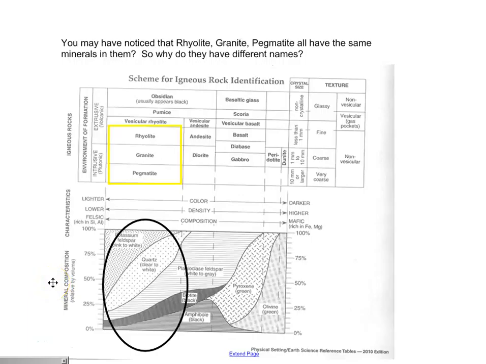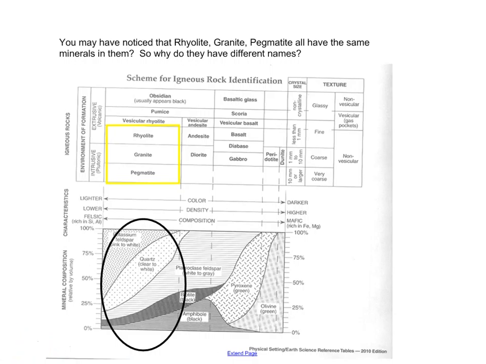So in the last video, we left off with the question, why do we have rocks with different names here, rhyolite, granite, and pegmatite, when they all have the same minerals in them, potassium feldspar, quartz, plagioclase, biotite, and amphibole? And that is an important question to answer.